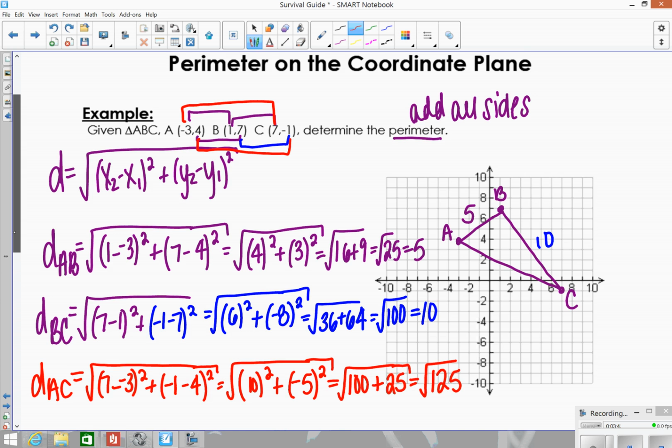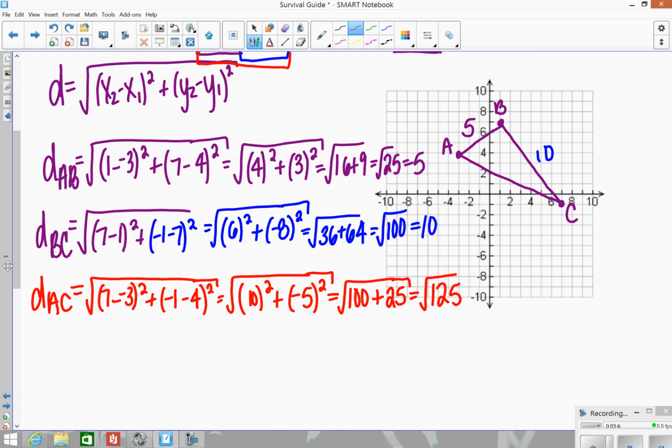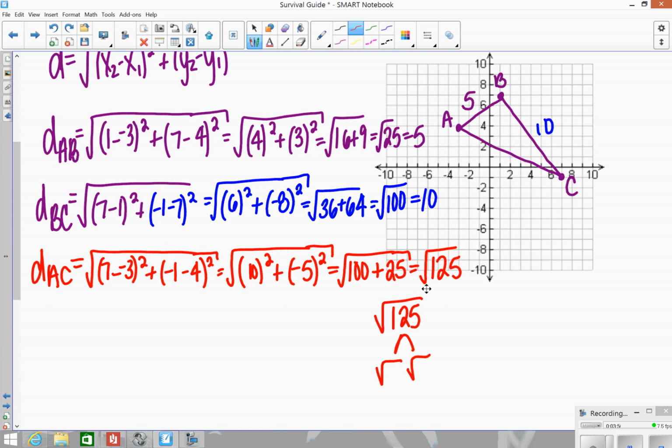Now it doesn't say that we have to do this in simplest radical form, but most of the time you're going to have to do it in simplest radical form. So what I'm going to do is take the square root of 125 and break it down. I'm looking for the largest perfect square that will multiply by another number to get 125. So the largest perfect square is going to be 25, and 25 times 5 gives me 125. So 25 reduces down to 5, so this is really going to be 5 radical 5. So side AC has a length of 5 radical 5.